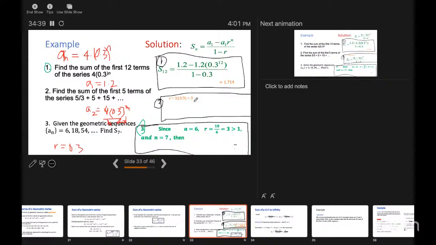So I'm going to use the formula A times (1 minus R^n) over (1 minus R). So this is the formula that I'm using. And this is what I will have. And when I simplify, I get this.